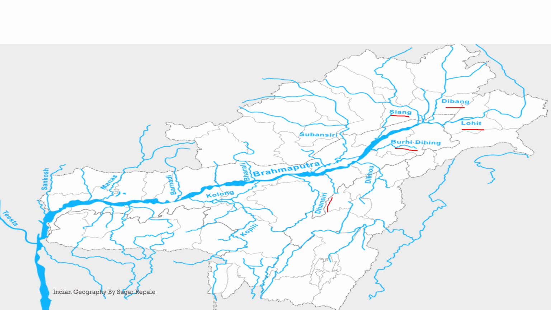So the left bank tributaries are Burhi Dihing. Then from south direction, there is Dhansiri River. From north direction, Subansiri is there. From Bhutan, there is Sankosh River, Manas River, right? So these are the important rivers.